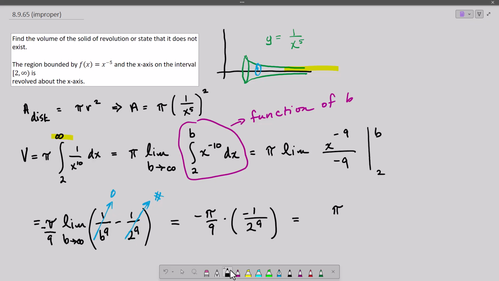So negative times negative is positive. And then we're going to have 9 times 2 to the 9th. When we simplify this, 2 to the 9th is 512. And if we multiply that by 9, we get 4,608. So that'll be our final answer, and that is the volume of this horn.